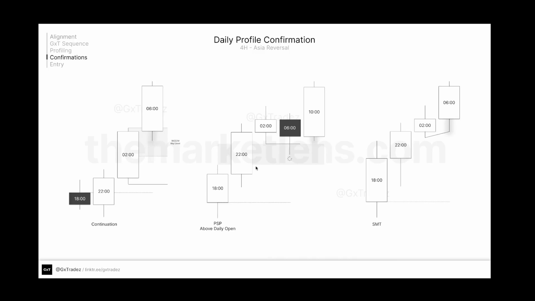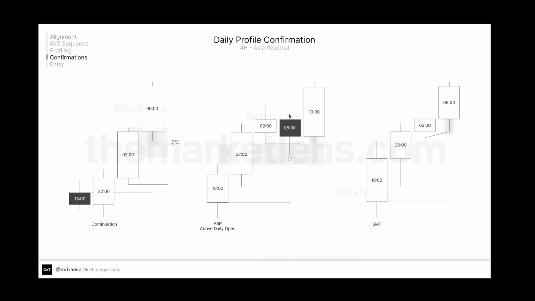scenario here. This is also another one, where the daily expands away from the opening price. That expansion away creates a fair value gap. So if this is going to be low of day, then this fair value gap can be used for continuation.